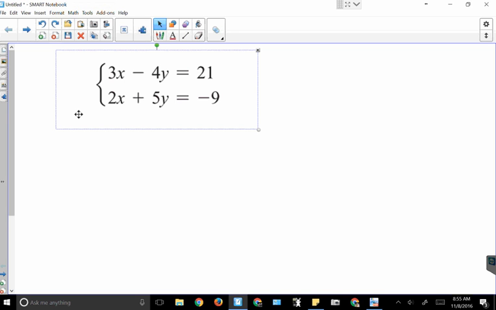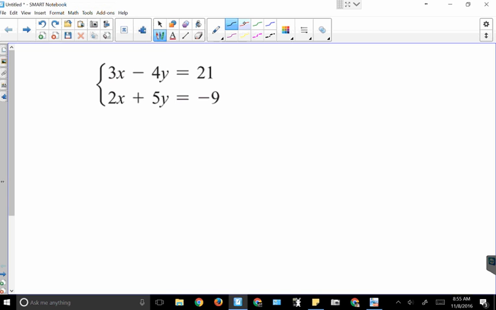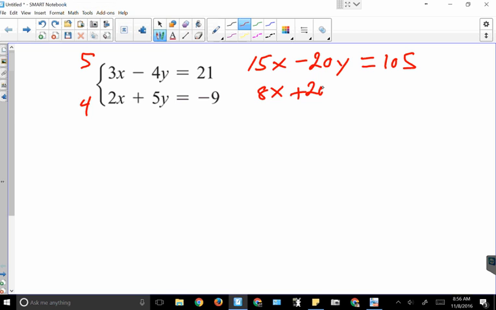So, what I am going to do is simply multiply the top through by a 5 and the bottom through by a 4. What this is going to do, it gives me 15x minus 20y is equal to 105. This gives me 8x plus 20y is equal to a negative 36.